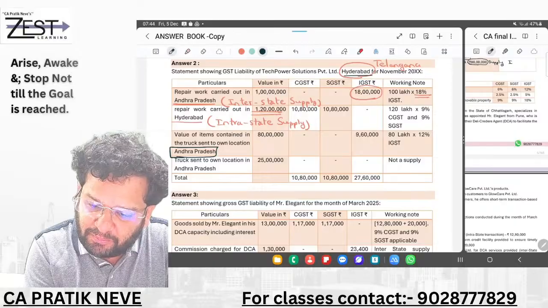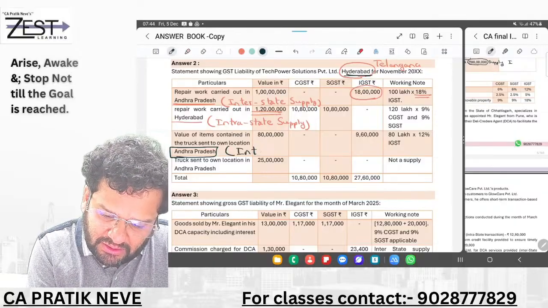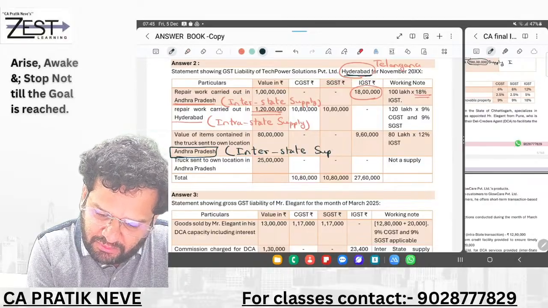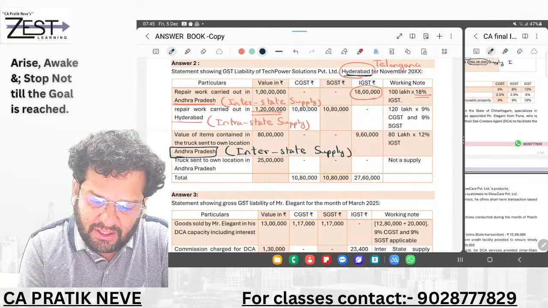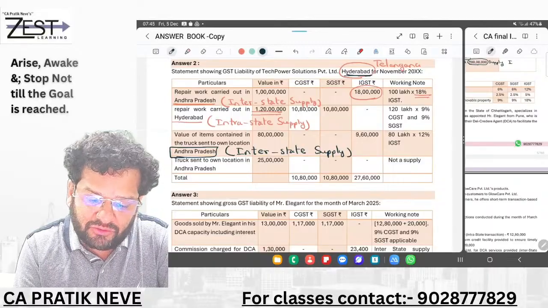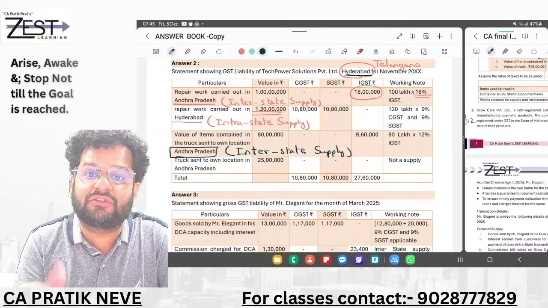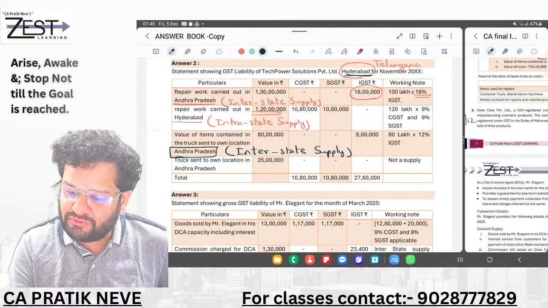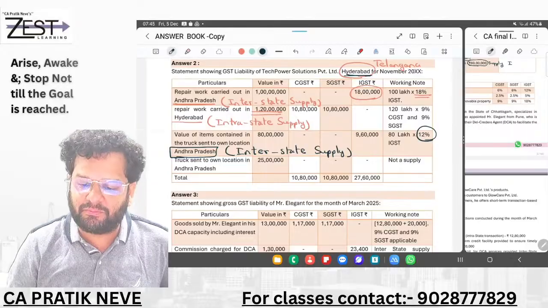So location of supply Hyderabad, place of supply Andhra Pradesh. So again it is interstate supply. So it is chargeable to what? It is chargeable to IGST. And now you have to check the rate of GST of items used for repairs, that is the goods which are used for repairs, and the rate of GST for that given is 12%. So it will be at 12%.